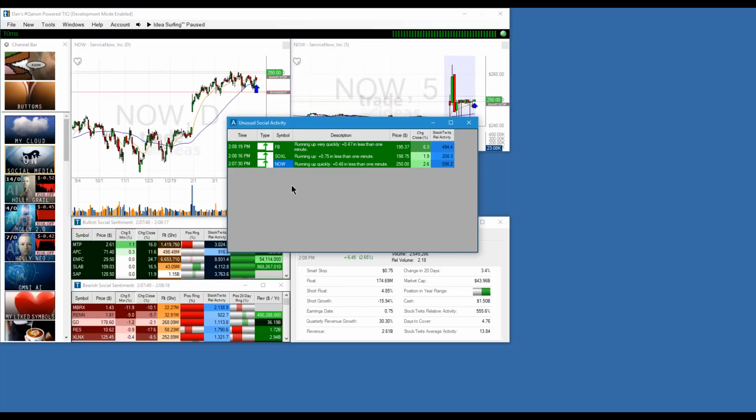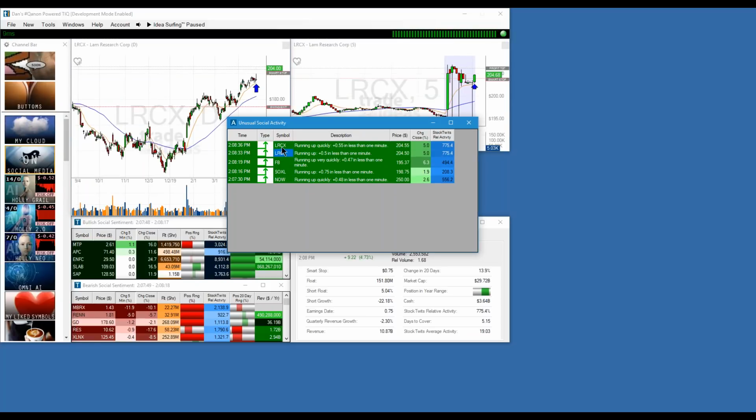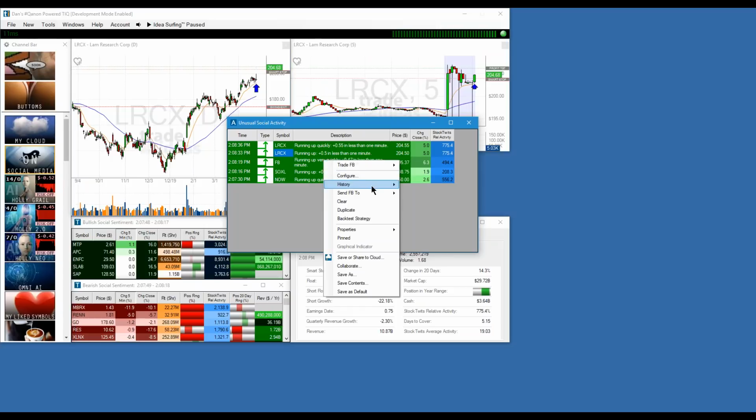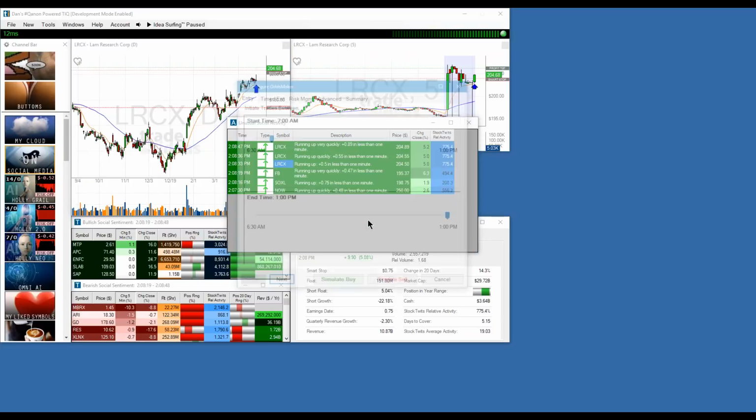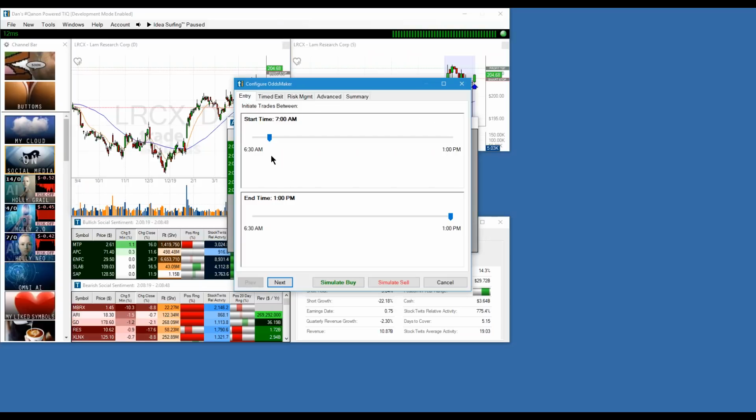So the question is, is this a good move, or is this just something you see, or is this a tradable move? And here's how you figure it out, and this is what really separates us from everybody else. You backtest the strategy. Here, start time, end time. So in other words, started at the open, ended at the close.